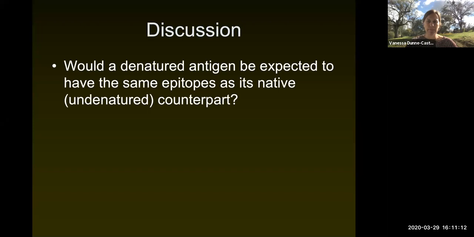So if you're trying to identify this epitope, and you take an antigen and just denature it and provide it to a human, let's just say they took that glycoprotein spike and just denatured it and threw it into a human, would you mount the same immune response to a denatured antigen as you would to the native or undenatured counterpart? And hopefully you can think about this.